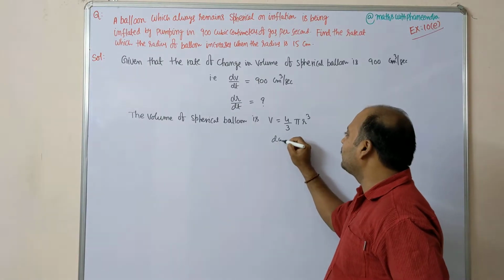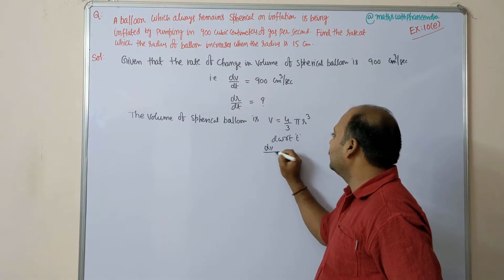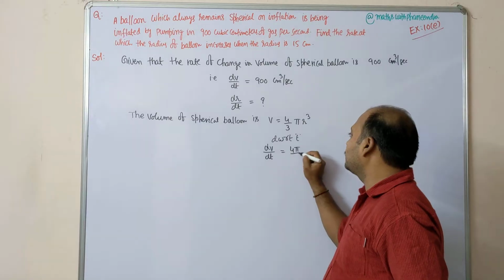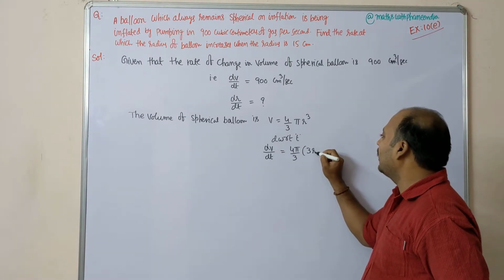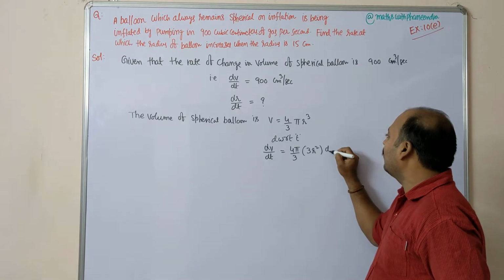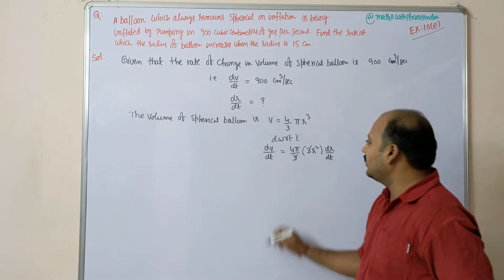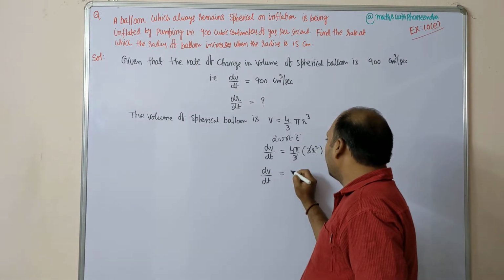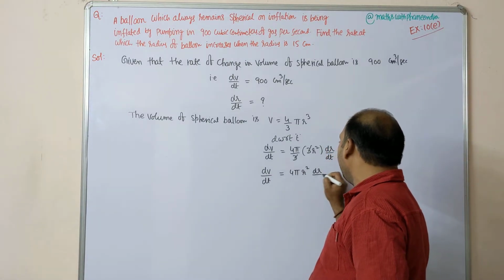So differentiate with respect to t. So dV by dt is equal to 4 pi by 3, constant, dear students. R cube derivative is 3r square. Again r derivative is dr by dt. So here 3 gets cancelled. So dV by dt is equal to 4 pi into r square into dr by dt.